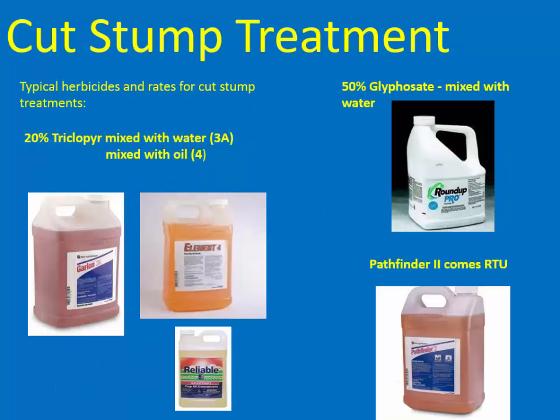For cut stump treatments, there's a couple different herbicides that you can use. You can use Roundup, a 50% solution of Roundup. And I'll talk a little bit more about solutions towards the end, percentage-wise.